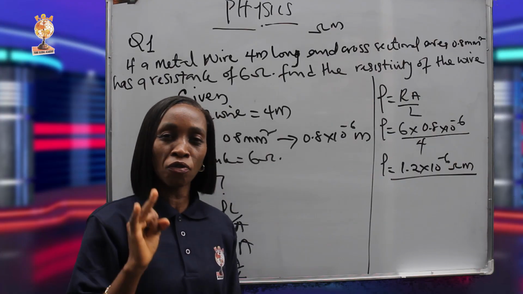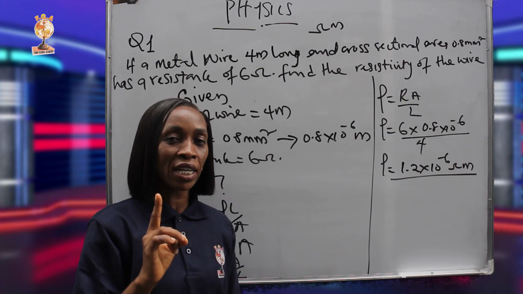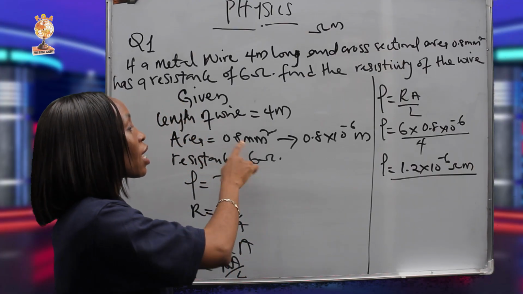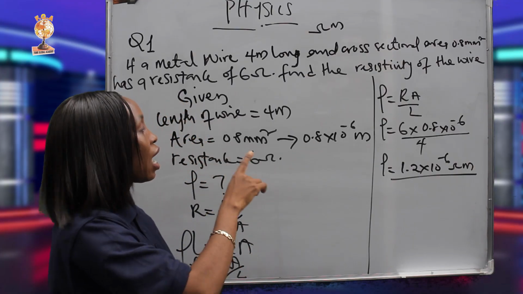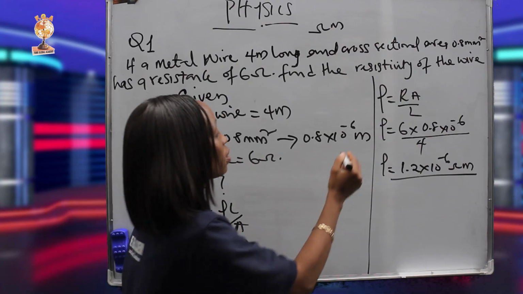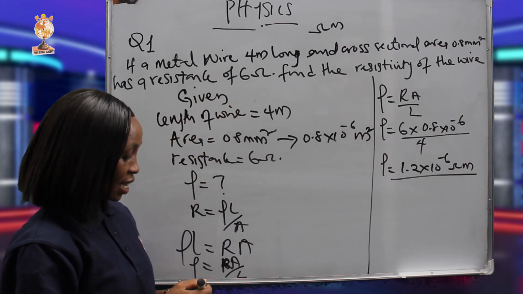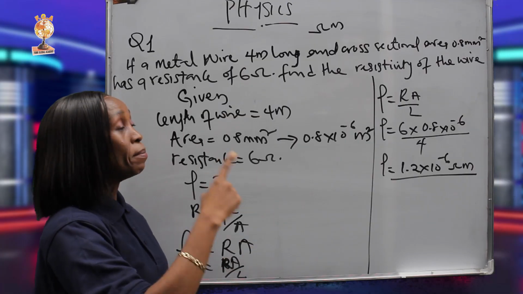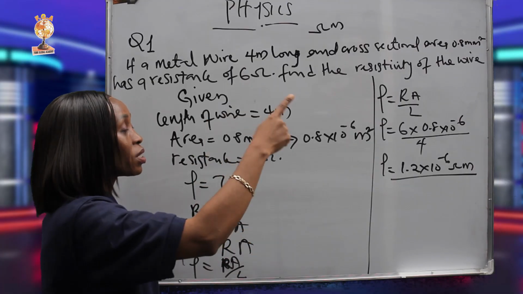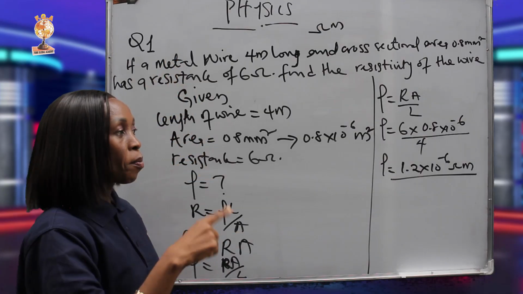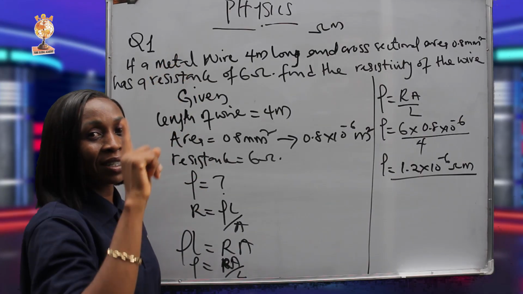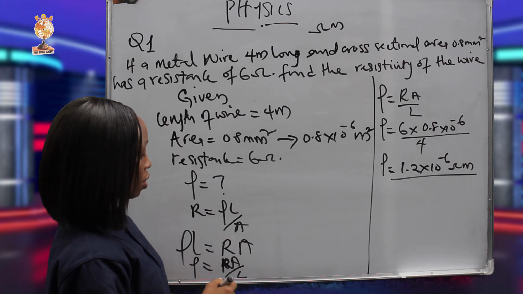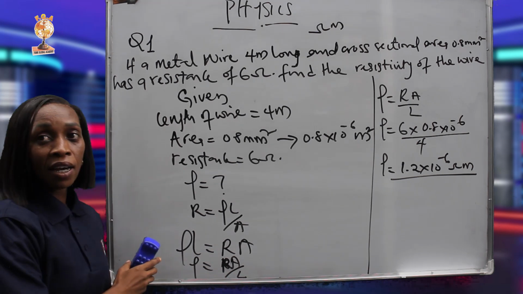Your conversion is very important. You should know how to convert from millimeters to meters. Remember, it is in millimeters square, so I have to convert it to meter square. So millimeters to meters is supposed to be 10 to the power minus 3, but because it's square, 10 to the power minus 6. Okay, I believe this is clear.